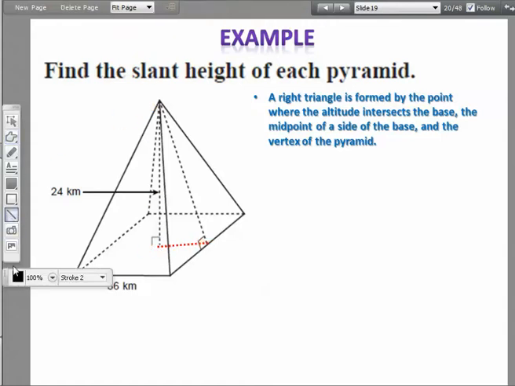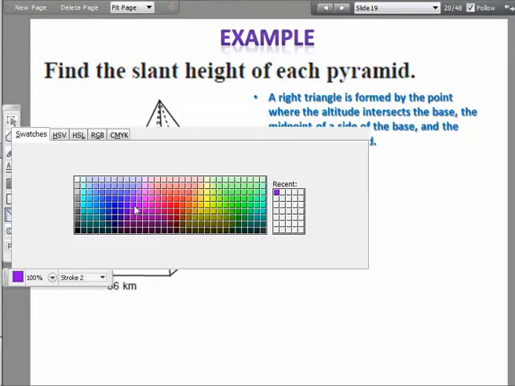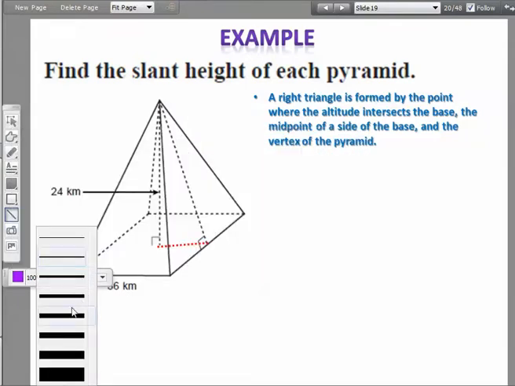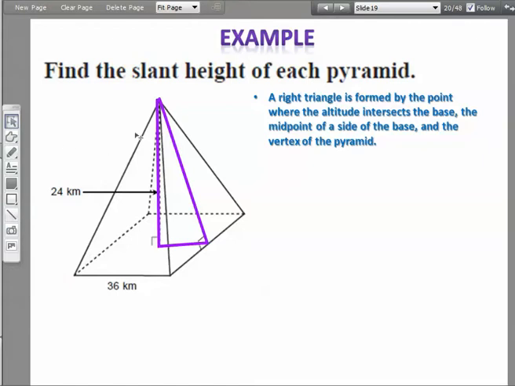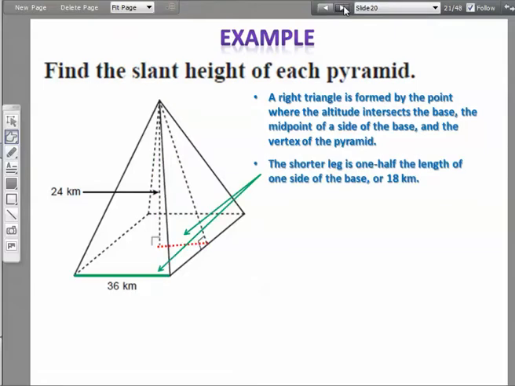So let me outline this. Let me do it in a different color so we can see it. Right here is where they're saying, and you can see I put a red dotted line in there. The height of your pyramid and the slant height, when I add this line right here connecting them, it becomes a right triangle. So now we found out we do have enough information to calculate the length of the slant height.